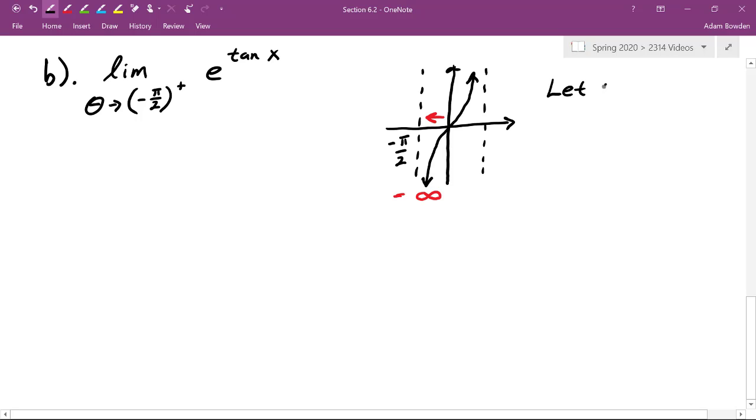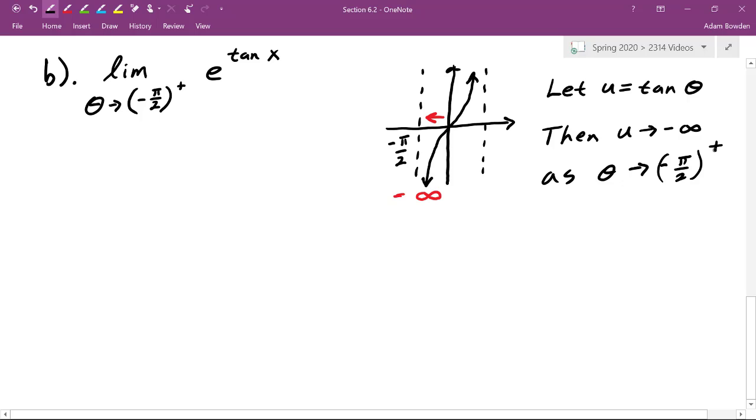So what we're going to say here is let's let the letter u stand in for tangent theta. Then u, being that it's taking the place of tangent theta, will go to negative infinity as theta goes toward negative pi over 2 from the right. So we'll write our limit now as the limit as u itself goes to negative infinity of e to the u. And again, it tells us at the beginning that this limit is equal to 0.